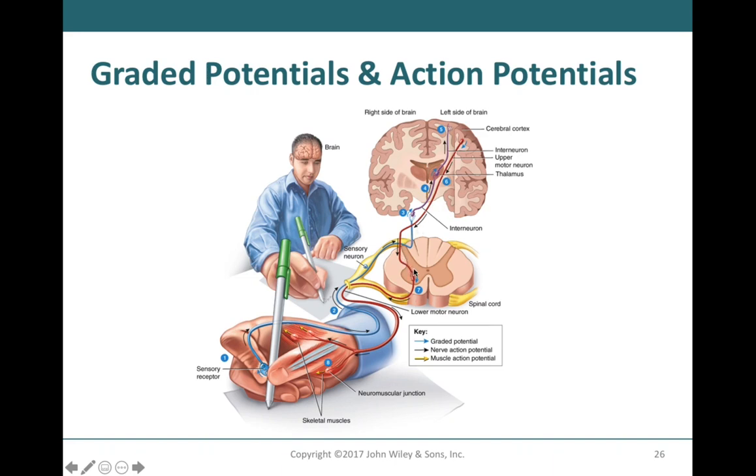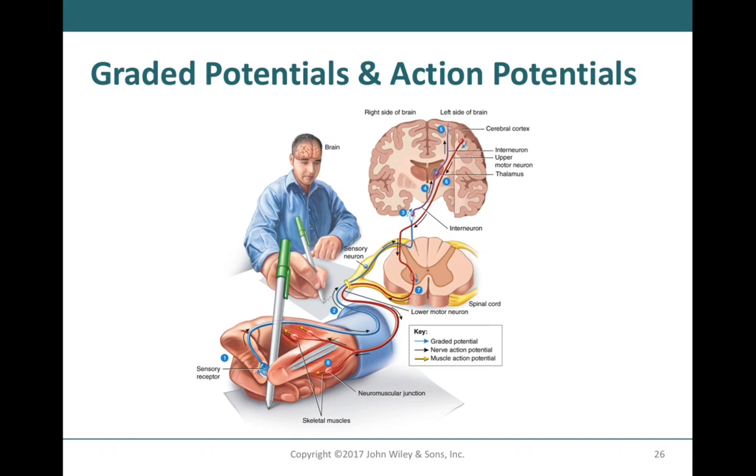This will synapse on a lower motor neuron, which will trigger graded potentials in the cell body of our lower motor neuron. And then the lower motor neuron is going to send a final action potential out through its axon and take that signal to the effectors, where we can have some type of response to our sensory stimuli. So this is a nice picture to show us the full arc of sensory neurons synapsing with interneurons, and those interneurons synapsing with other interneurons and motor neurons. And we can also see the difference between graded potentials and action potentials on this picture as well.